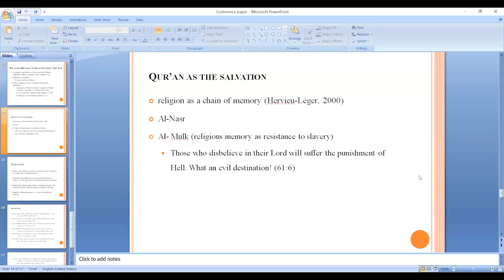He uses chapter Mulk and chapter Nasr from the Quran, which are against slavery. The verse that I've highlighted from chapter Al-Mulk is, "Those who disbelieve in their Lord will suffer the punishment of hell. What an evil destination." So that he gives them a message that the ultimate dominion lies with God, not with human creation, because ultimate authority is God, not humans.